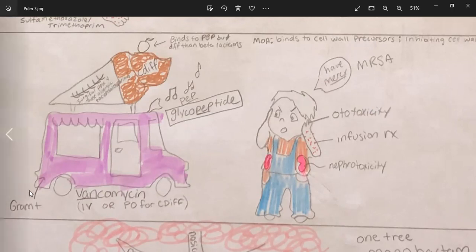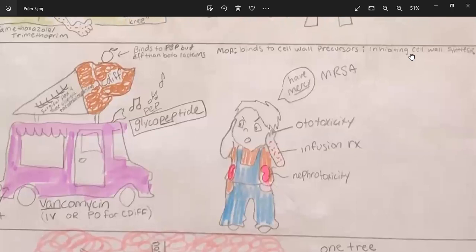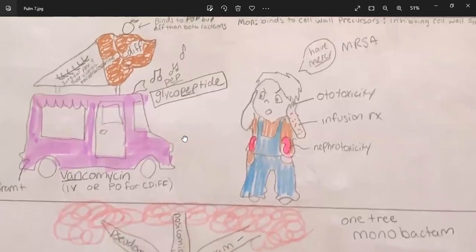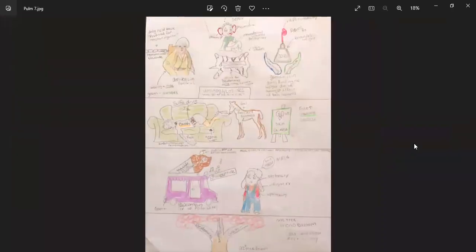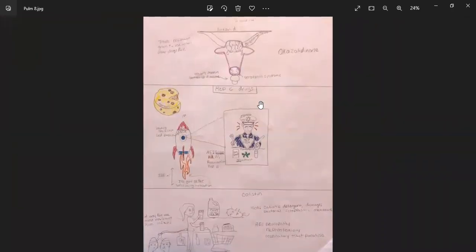And vancomycin, it's a purple van because it only treats gram positives. Mechanism of action is that it binds to cell wall precursors, inhibiting cell wall synthesis. It is used intravenously if you have a person who has pneumonia from MRSA, you're going to use the IV, and you're going to use PO if they have C. diff. But the main thing here for respiratory is if you have a hospital-acquired pneumonia caused by MRSA, you're going to use vancomycin. We're going to skip this other one down here.